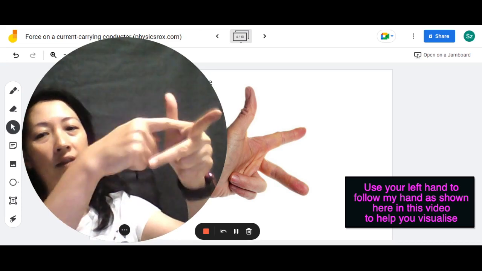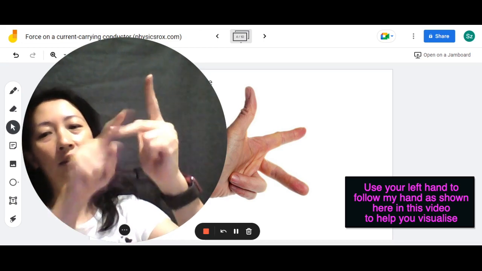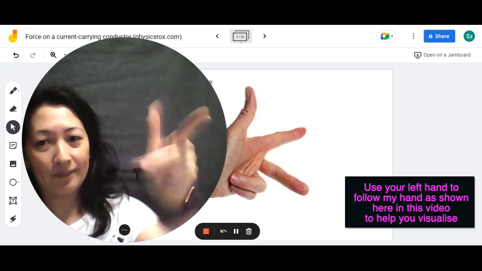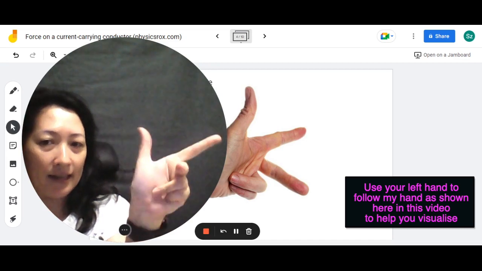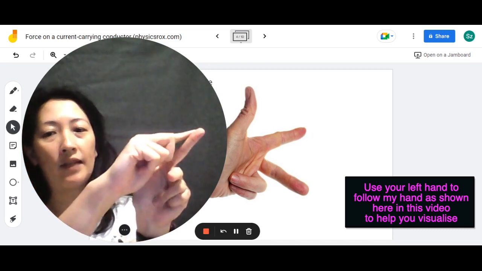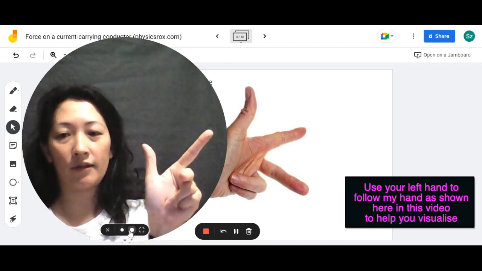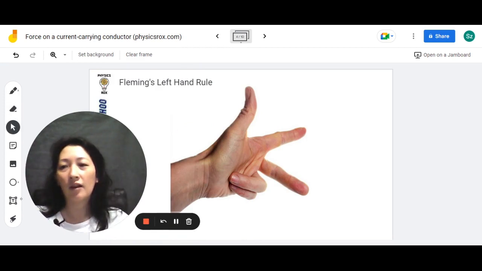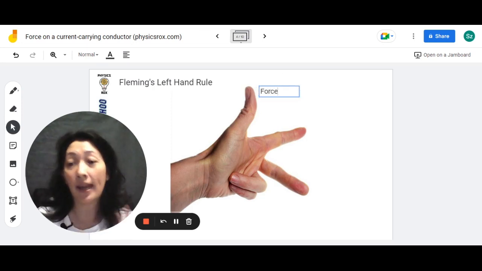Okay, 90 degrees here, 90 degrees here. So everything is at right angles. Okay, so have your hand stick out all 90 degrees like this. So your thumb, index finger, and middle finger will all represent different things. So I'm just going to make it slightly smaller so that you can see. All right, so what do each of these represent? So your thumb represents the direction of the force that has been induced.